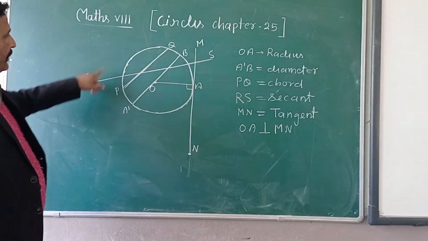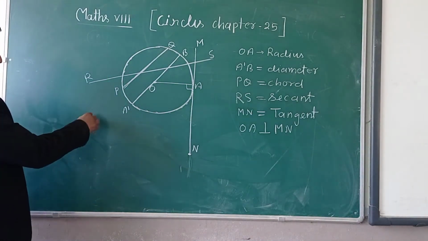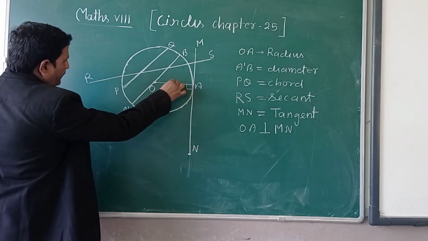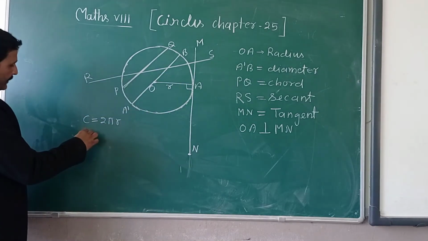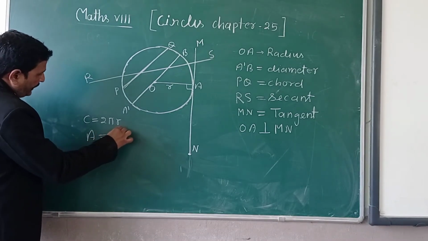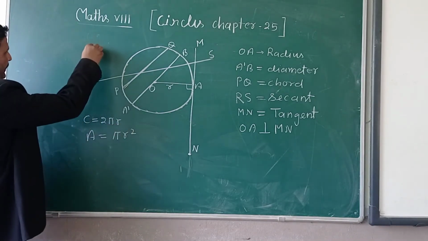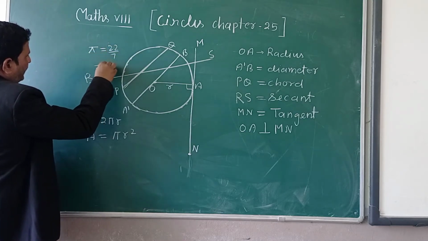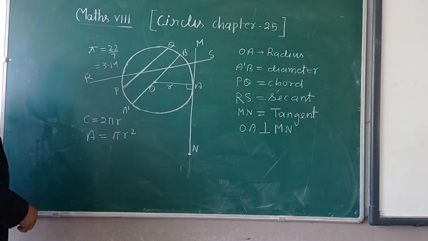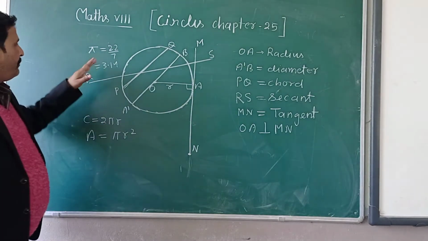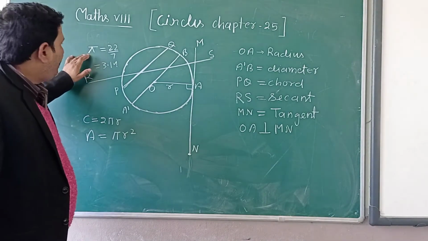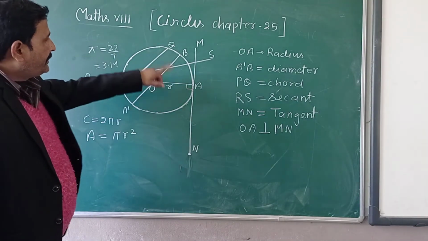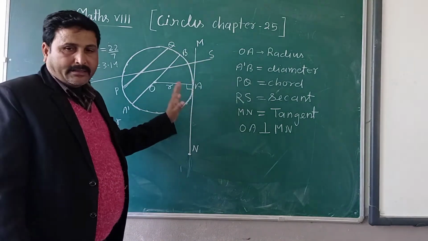If you are going to calculate the circumference of a circle, then C is equal to 2 pi r. What is r? r is the radius of the circle. And the area of the circle is pi r square. The value of pi is 22/7 or 3.14. The value of pi was discovered by the mathematician Aryabhata. So this is some concept related to the circle.